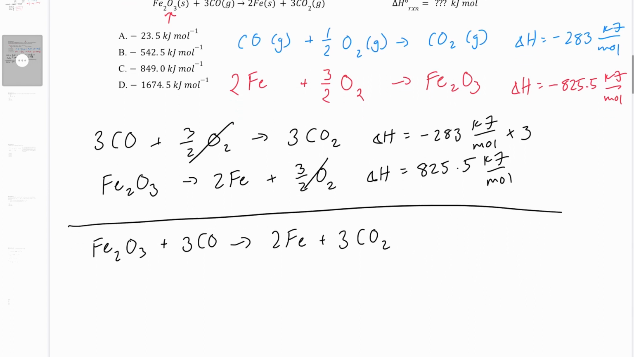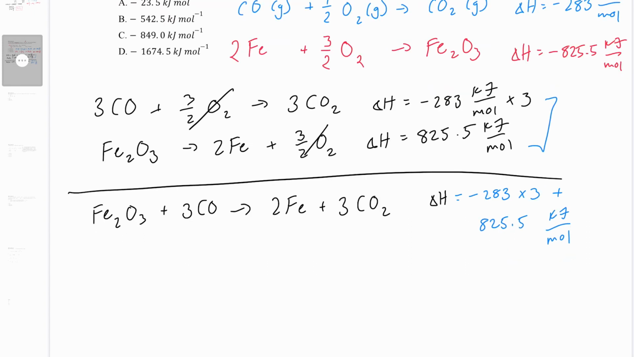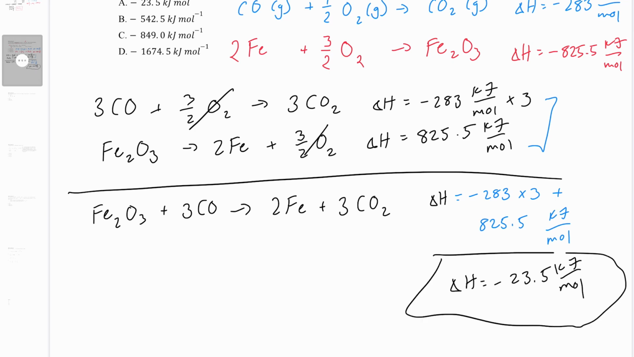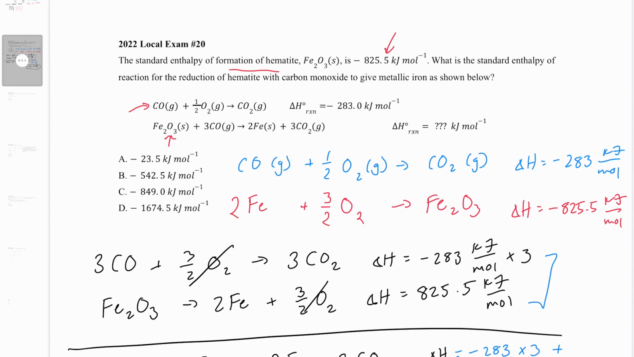So with Hess's law, the enthalpy change associated with this reaction would just be the sum of the enthalpy changes of these two reactions. So the enthalpy change would be negative 283 times 3 plus 825.5, and all this would just be in the units of kilojoules per mole. And this here comes out to negative 23.5 kilojoules per mole. So the enthalpy change associated with the reaction that we want is negative 23.5 kilojoules per mole. And if you look at your answer choices, that is answer choice A. So the answer for question 20 is A.